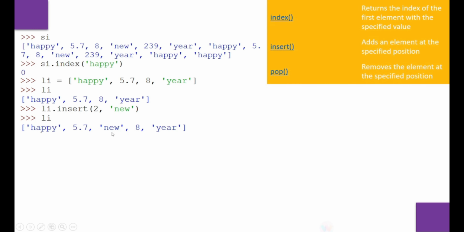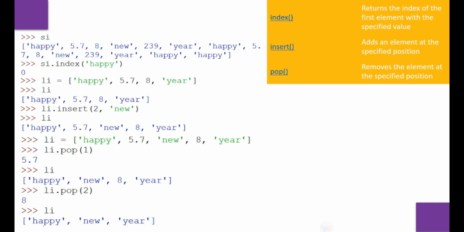What is the difference between append and insert? Both add an element into the list. The only difference is insert adds an element at the specified position or specified index number, but append will always add the element at the end of the list. That's the difference.